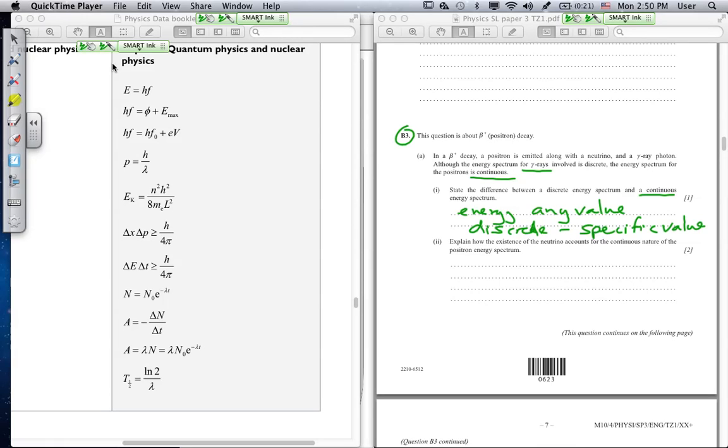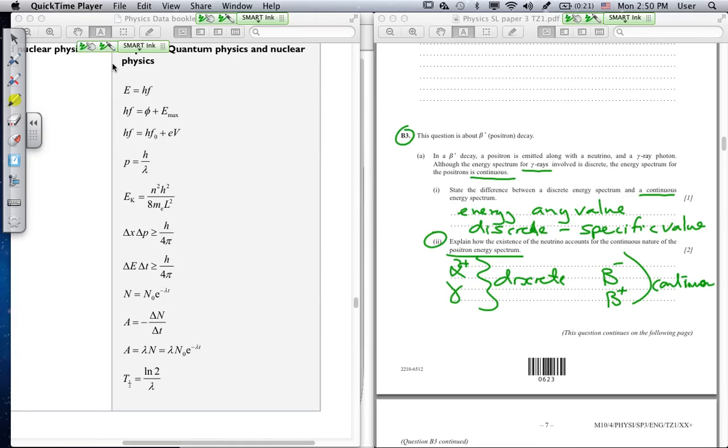So, to explain how the existence of the neutrino accounts for the continuous nature of the positron energy spectrum. Well, the interesting thing, when they looked at radioactivity, they always found that the energy was discrete when they were looking at alpha particles, alpha 2 plus, and gamma rays. It was always discrete. But when they looked at beta radiation, either beta minus or beta plus, this was continuous. It seemed to take on any value.